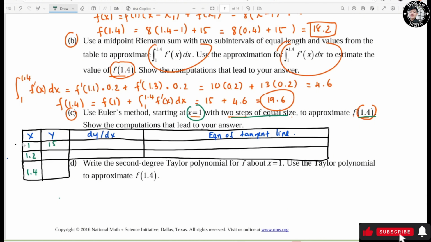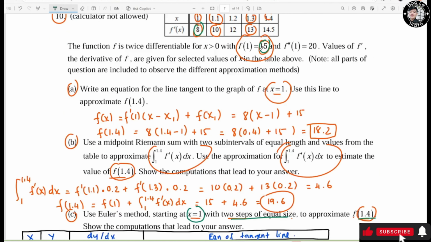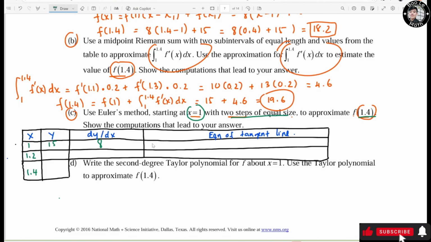Now to find the slope, we need to calculate f prime of 1, right? So look at the table. f prime of 1 is 8 right here. And the equation of the tangent line is f of s equals 8 times s minus 1 plus 15, right? Substitute 1.2 for s, so it's going to be 8 times 0.2, which is 1.6, plus 15 is equal to 16.6, right? So we put 16.6 over here.